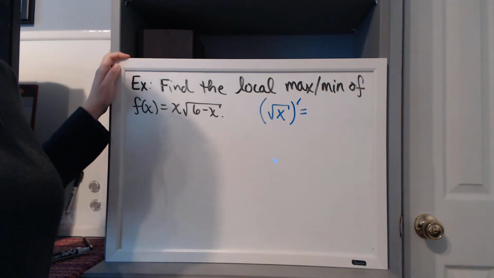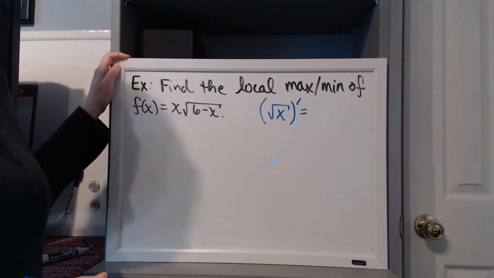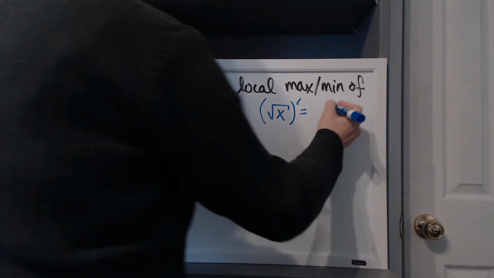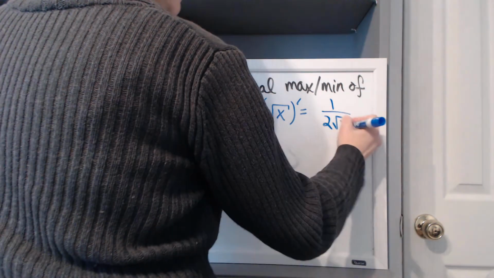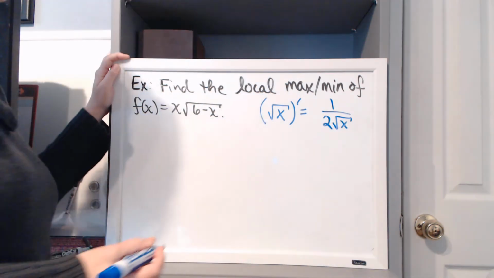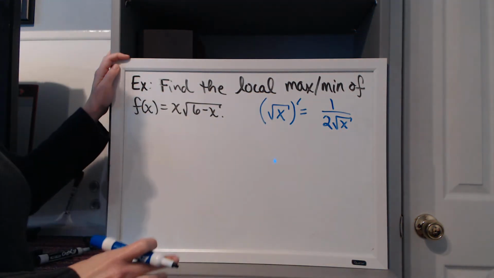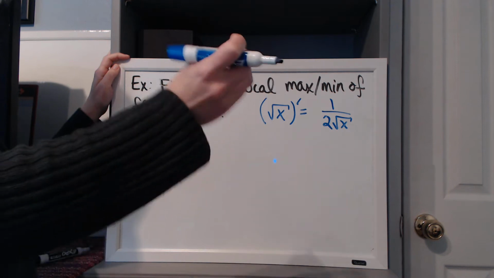we do have this special application. The derivative of square root of x is 1 over 2 root x, which we can find using the power rule if we write x to the 1/2 power, but it's more convenient in this case to use this rule instead.